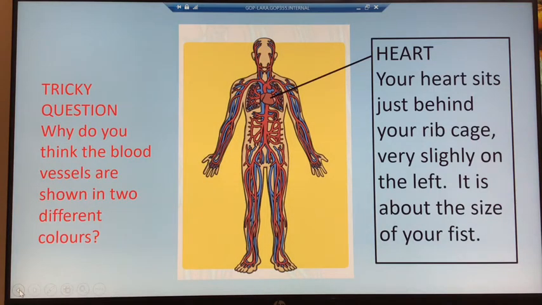Tricky question, we'll come back to it later. Why do you think these blood vessels are shown in two different colours? Why are they shown in red or blue? If you'd like to challenge yourself to answer that, stop the video and note down your answers on your paper.